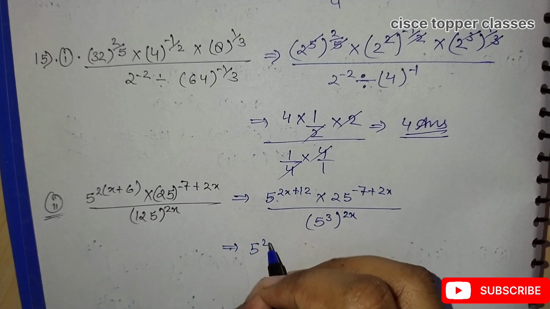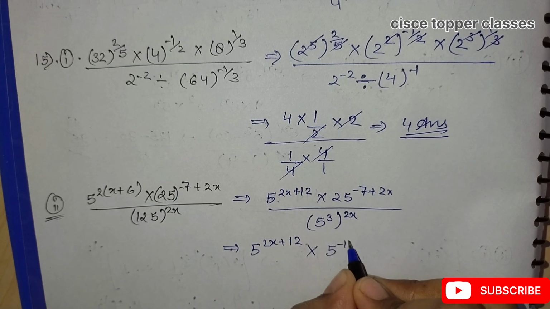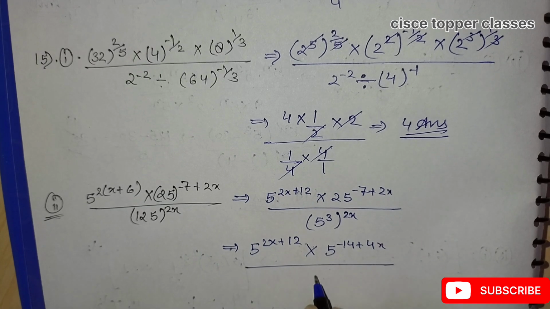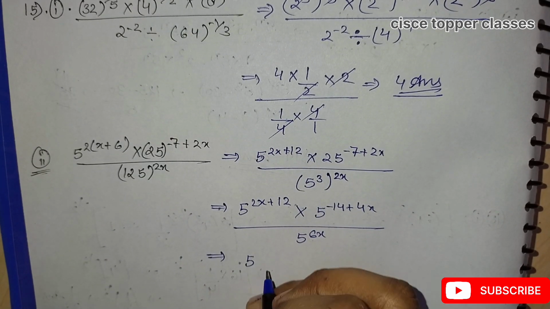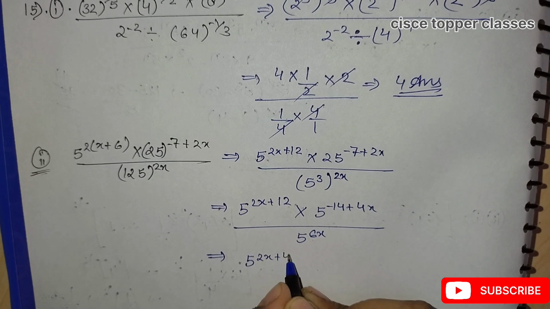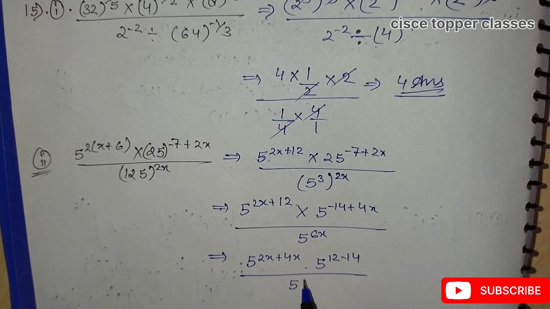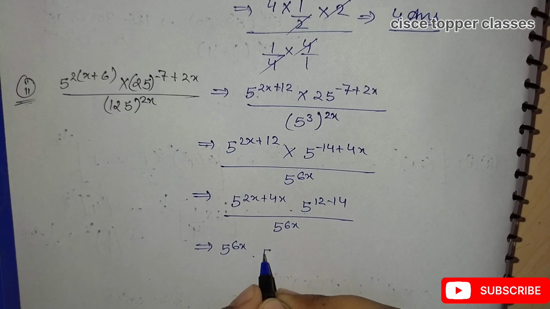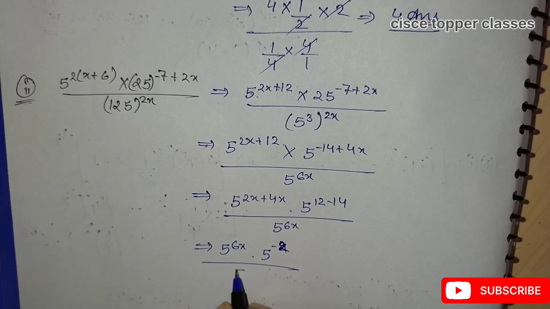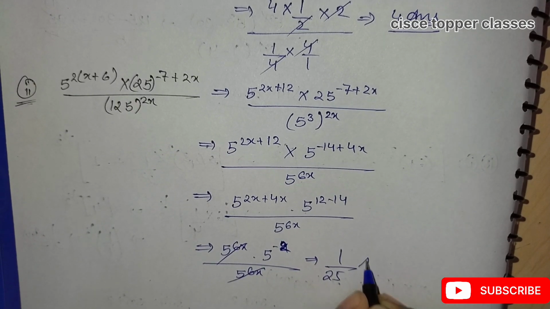So on writing this part, 5 to the power 2, on multiplying 2 with minus 7 plus 2x we will get here 2x plus 12 into 5 to the power minus 14 plus 4x divided by 5 to the power 6x. Now we can simply write this as 5 to the power 2x plus 4x dot 5 to the power 12 minus 14 divided by 5 to the power 6x. This can be written as 5 to the power 6x dot 5 to the power minus 2, sorry, and here it is 5 to the power 6x. So this will be cancelled out and here we will get 1 by 25 as the answer of the second part of 15th question.